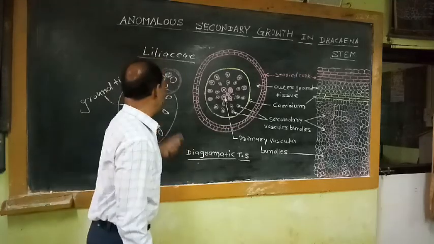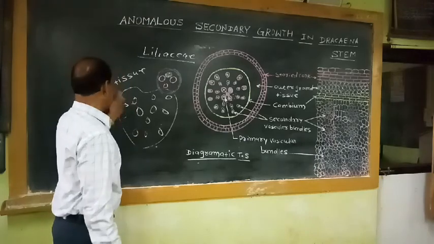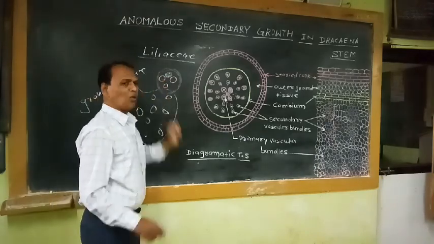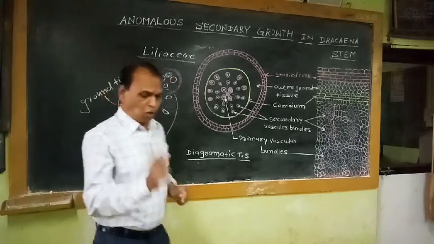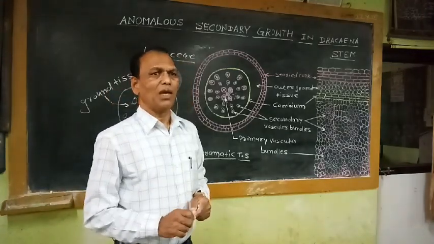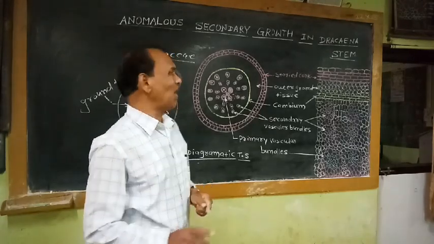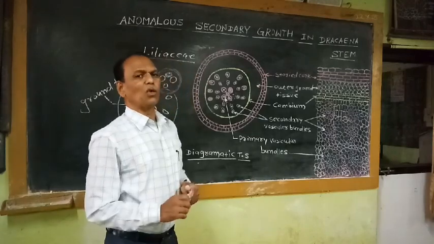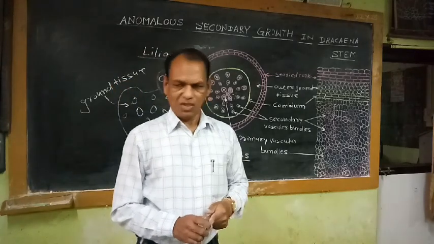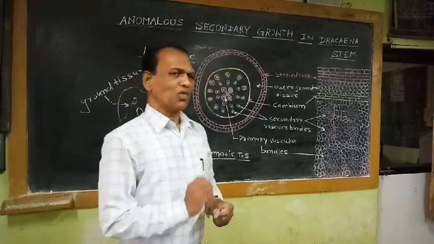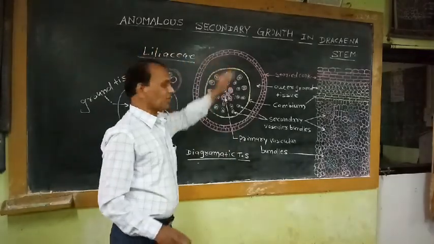So in all monocots, including this maize, vascular bundles are scattered in the ground tissue. Vascular bundles are conjoined, collateral, and closed due to absence of cambium in between phloem and xylem tissue. And due to absence of this cambium, secondary growth is absent in most of the monocot plants. Rarely some plants show secondary growth, for example, Dracaena, Aloe, Agave, Yucca, Sansevieria, etc. So I am going to discuss today the abnormal or anomalous secondary growth in Dracaena stem.